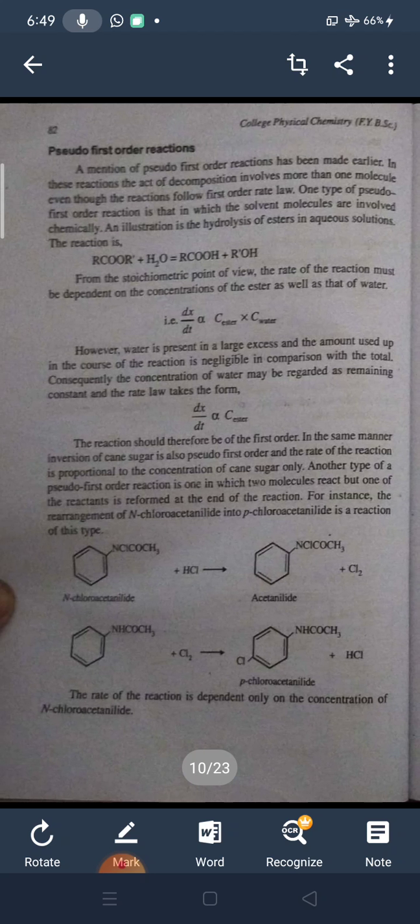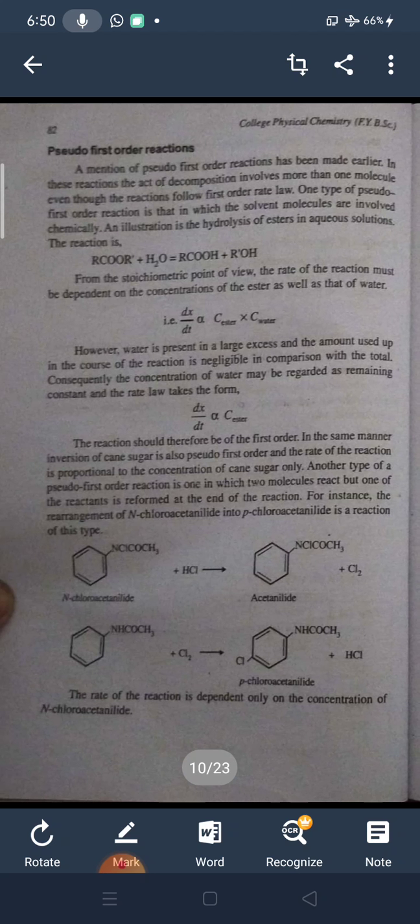In the same manner, inversion of cane sugar is also pseudo first order, and the rate of the reaction is proportional to the concentration of the cane sugar only. Another type of the pseudo first order reaction is where two molecules react, but one of the reactants is reformed at the end of the reaction. For instance, the rearrangement of N-chloroacetanilide into para-chloroacetanilide is a reaction of this type.